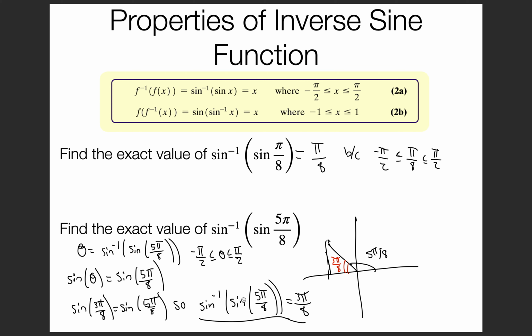So I need to find a value of theta that lies in the first or the fourth quadrant, because that's how I define theta up here. It has to be in the first or the fourth quadrant by definition. So I need to find an angle there that has the same value as 5 pi over 8. And the strategy that I'm going to use is called the complementary angle approach.